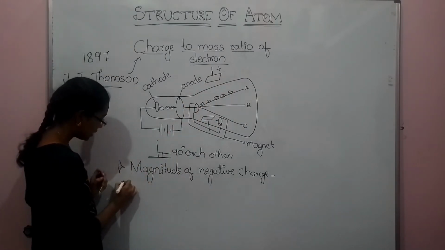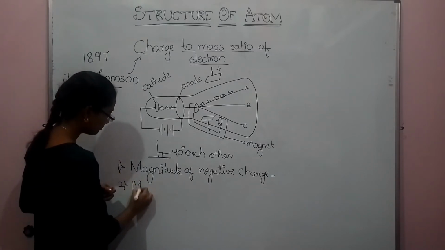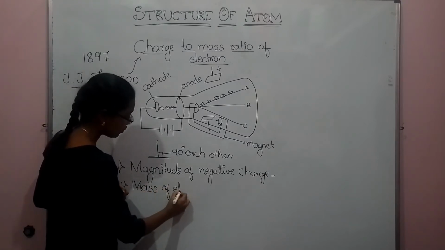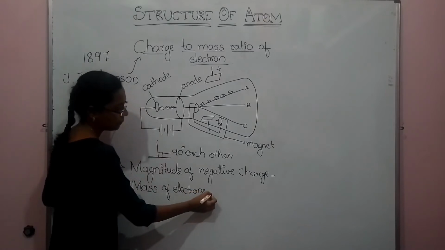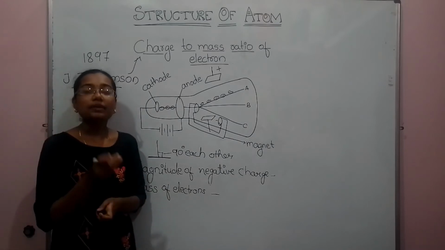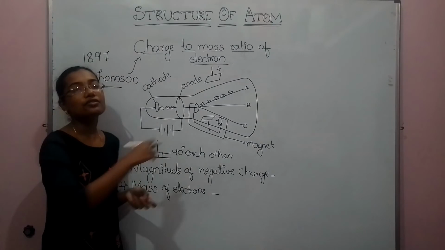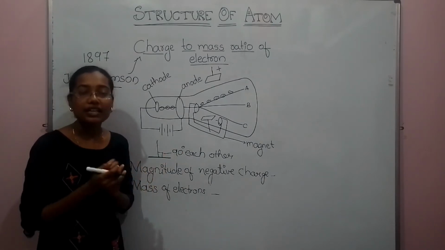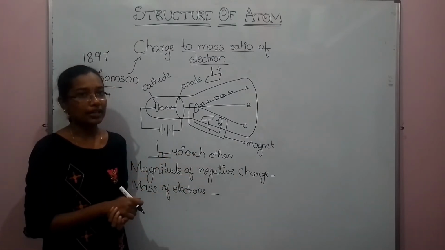And the second one, he tells about the mass of the electrons or particles. What it says is, if the particles are lighter in their mass, then they deflect at a faster rate. If they are heavier in their mass, then their deflection will be at a slower rate.